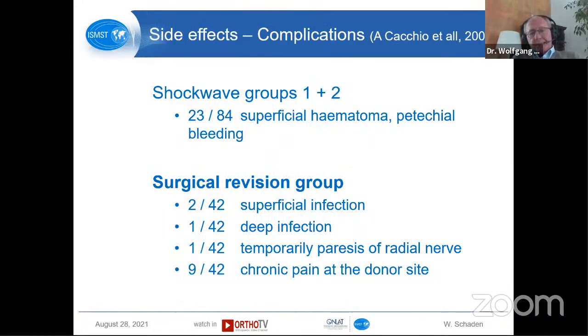Let's have a look at the side effects. In the Shockwave group, in both 84 patients, we had 23 patients with negligible side effects, superficial hematoma, petechial bleeding with no clinical impact, not needing any further therapy. In the surgical group, 2 patients had a superficial infection, 1 a deep infection, 1 had a temporary paresis of the radial nerve, and 9 out of 42 suffered from chronic pain on the donor side at the pelvis.